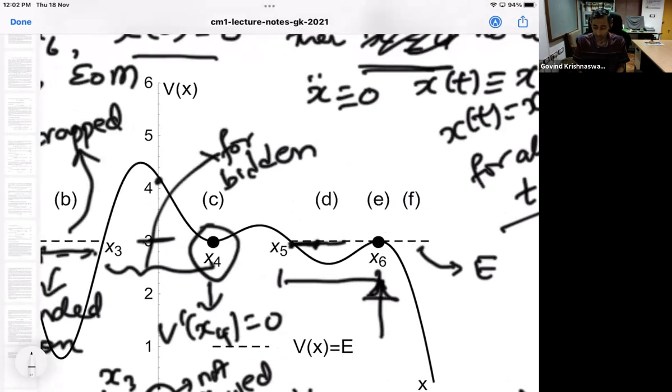The particle cannot actually... okay, let me pose this as a question. What do you think the particle will do if it is moving rightwards from here? Can you speculate as to what kind of motion will result?